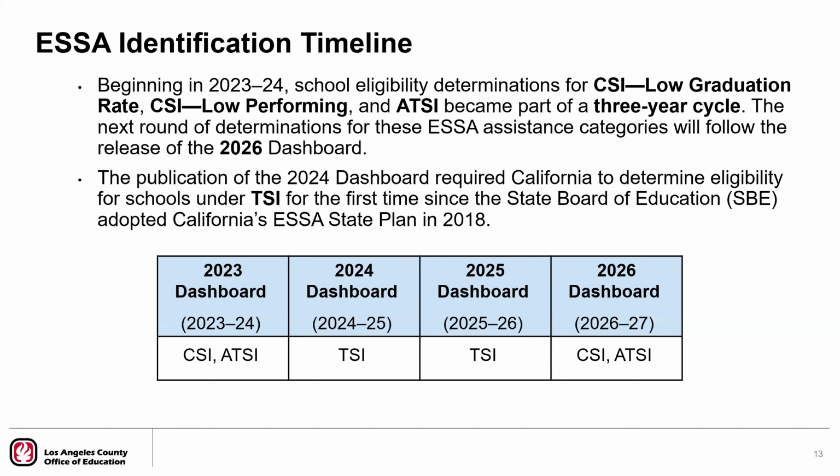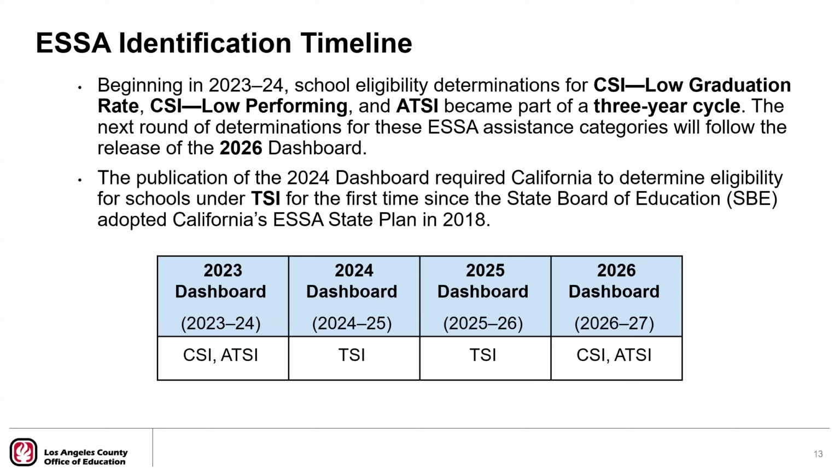So what really is new this year is that for the first time in 2023-24, we're able to finally catch up with what's supposed to be a 3-year cycle. So the determination of CSI low graduation rate, CSI low performing, and ATSI are only supposed to happen every 3 years. And the state was trying to get that timed with the LCAP 3-year cycle, and we just kept missing. And then we had a pandemic, and then they finally were able to catch up with it.